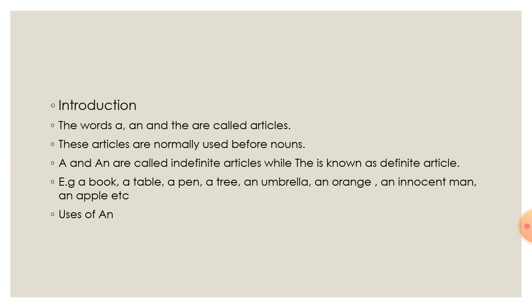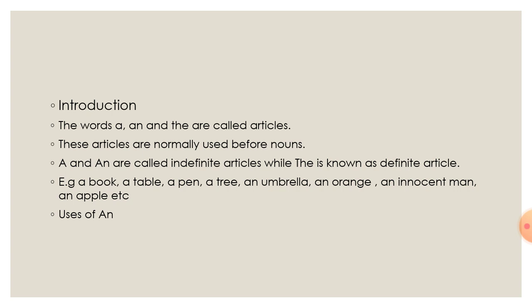These articles are normally used before nouns. A and an are called indefinite articles, while the is known as the definite article. For example, a book, a table, a pen, a tree, an umbrella, an orange, an innocent man, an apple, etc. The words refer to any of its kind. Such articles are called indefinite articles. These indefinite articles stand before only singular forms of nouns.